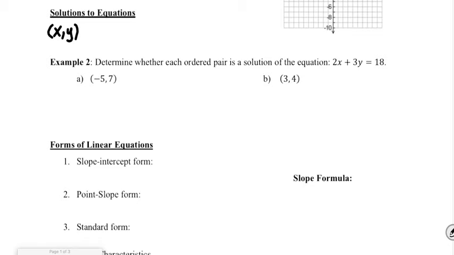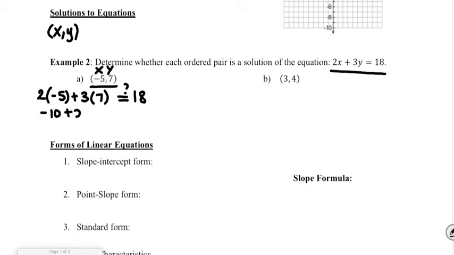So looking at example number 2, we're going to go ahead and plug in -5, 7 into the equation 2x + 3y = 18. Remember, first number is x, second number is y. So when we substitute these in, I'm looking at 2 times -5 plus 3 times 7. And we want to know, does that equal 18? I'm not sure, because I want to know if it is or is not a solution. Simplifying this further, I get -10 plus 21. Is that 18? Well, no, 11 does not equal 18. So this is not a solution.